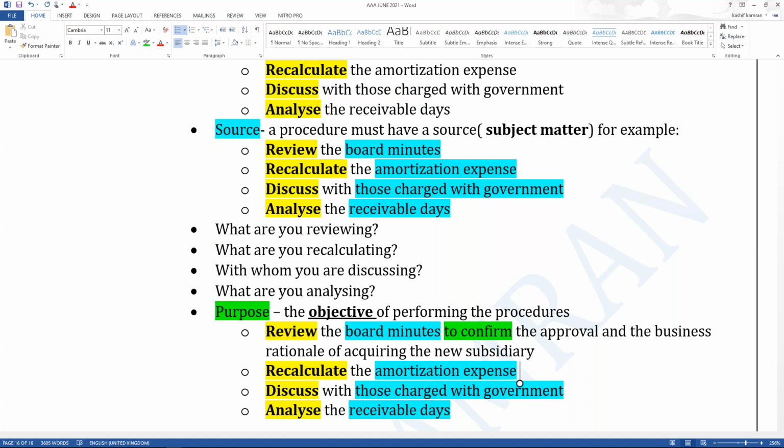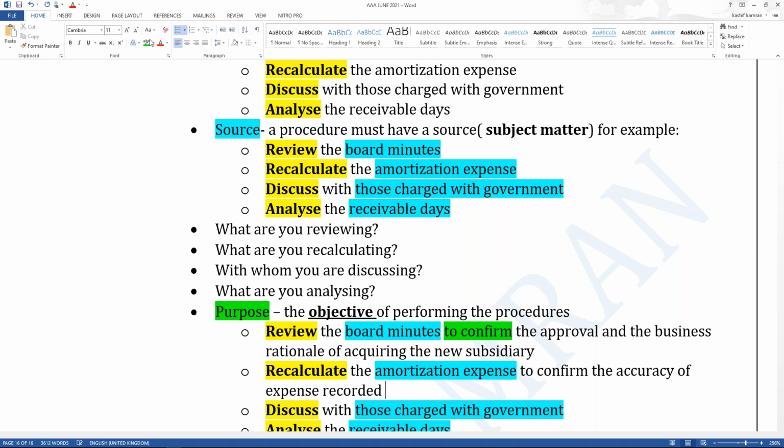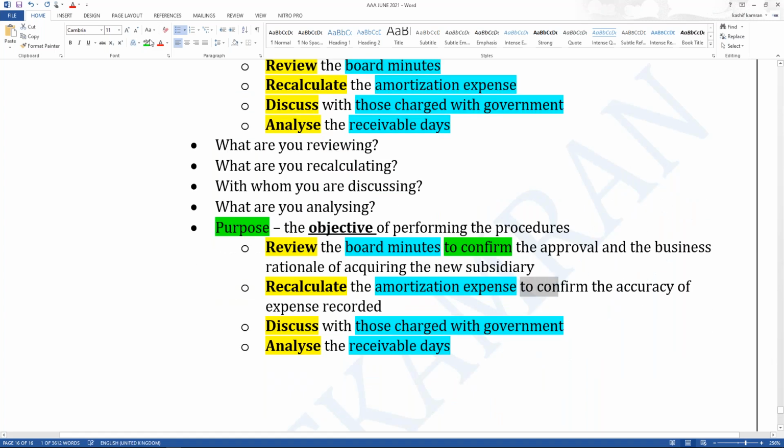Okay, recalculate the amortization expense to confirm the accuracy of the expense recorded. So I have a reason. Can you perform a procedure as an auditor without a purpose? Will that be a useless procedure if you don't have an objective? A procedure without an objective is useless.